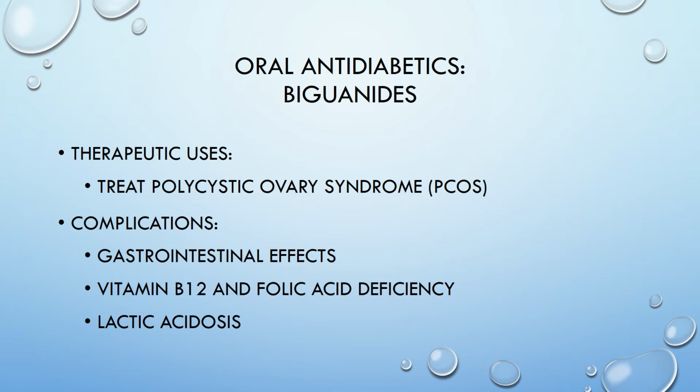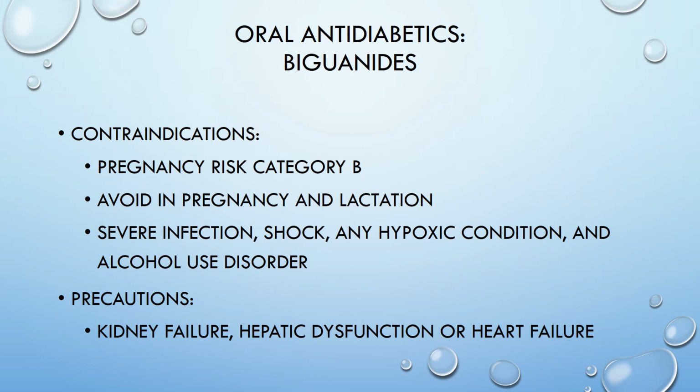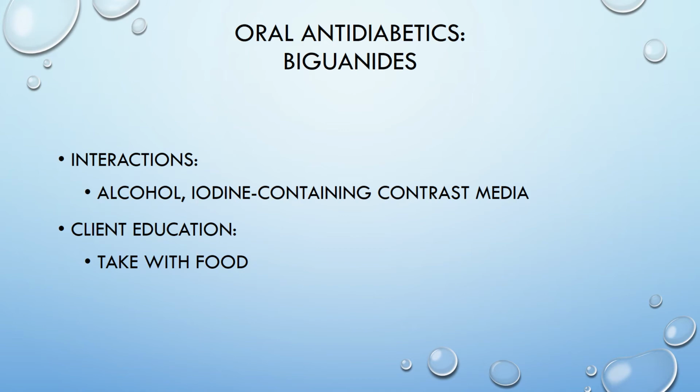And then lactic acidosis, so hyperventilation, malaise, which is your muscle pain, sluggishness, somnolence. This does have a 50% mortality rate. So you need to withhold the medication, and then if it becomes severe enough, they may have to have hemodialysis. Contraindications: pregnancy risk category B, avoid in pregnancy and lactation, severe infection, shock, and hypoxic condition, and alcohol use disorder, kidney failure, hepatic dysfunction, or heart failure. Interactions is alcohol, iodine containing contrast media, and then they can take this with food.